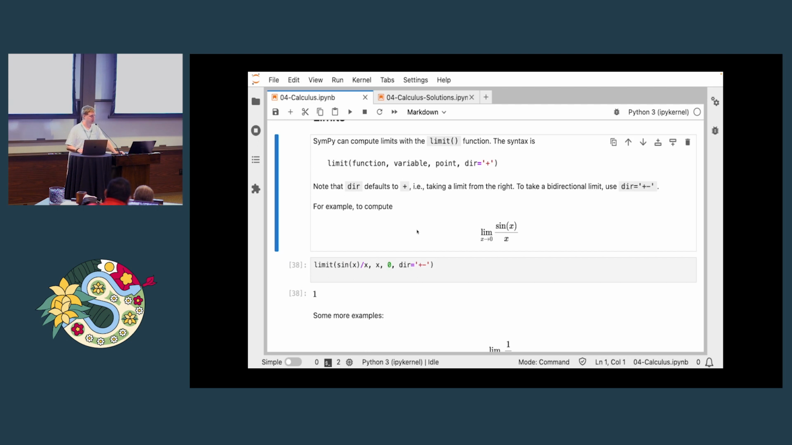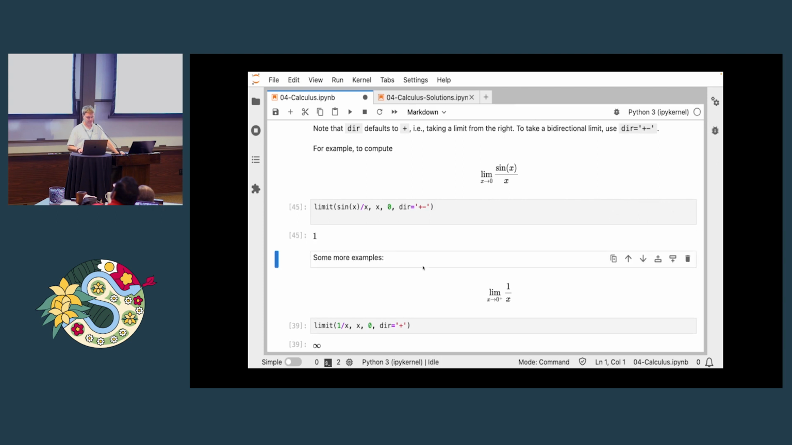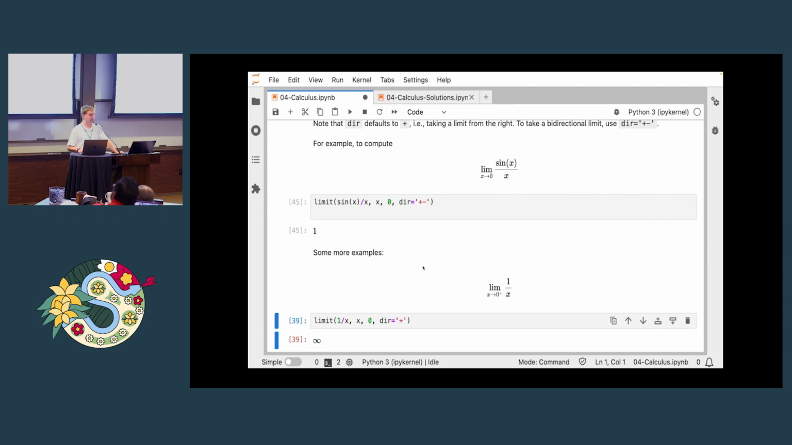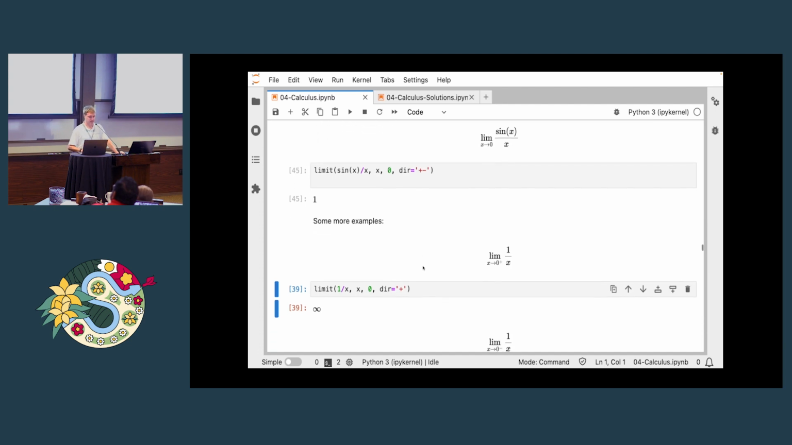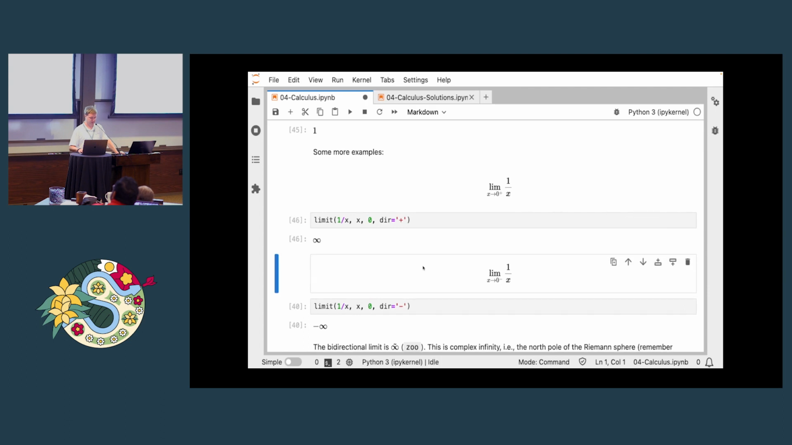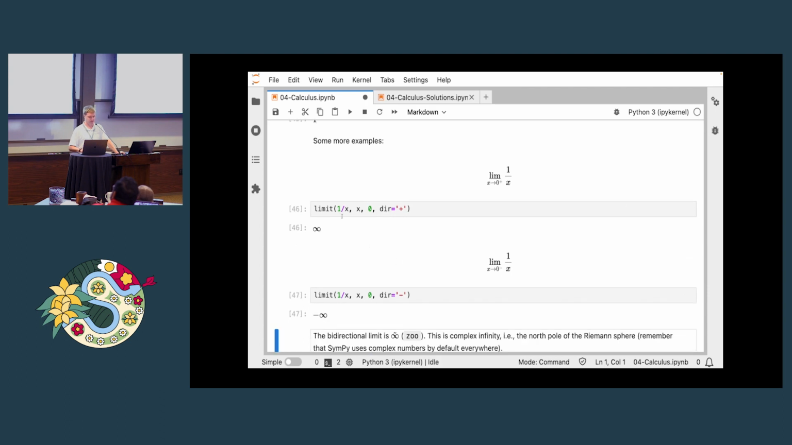A quirk about SymPy is that by default, limit computes only a limit from the right, which is this plus sign. So if you actually want to compute a bidirectional limit, you have to do direction equals plus minus. If the limit exists, that will also be the same as the limit from the right. But if, for example, the limit from the right and the limit from the left are different, you'll get only a limit from the right by default. So say the limit of 1 over x as x goes to 0. By default, if I omit this, it's just going to give infinity.